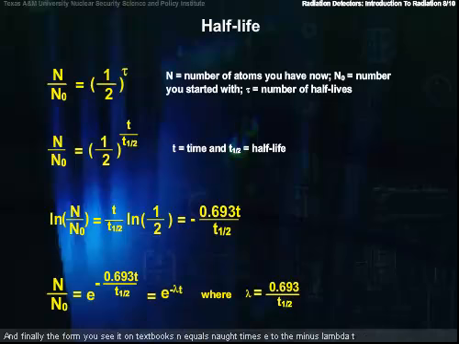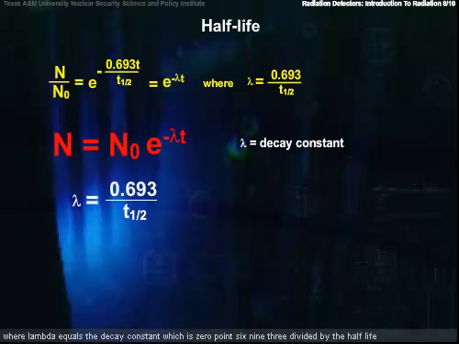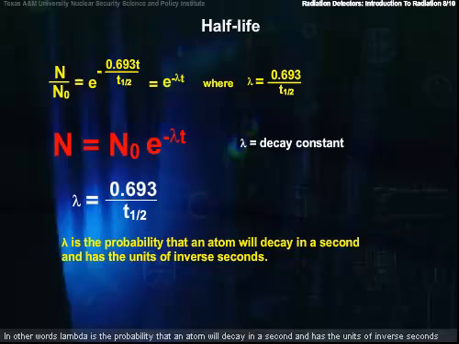And finally, the form you see it in the textbooks, N equals N naught e to the minus lambda t, where lambda is the decay constant and is equal to 0.693 divided by the half-life. In words, lambda is the probability that an atom will decay in a second and has the units of inverse seconds.